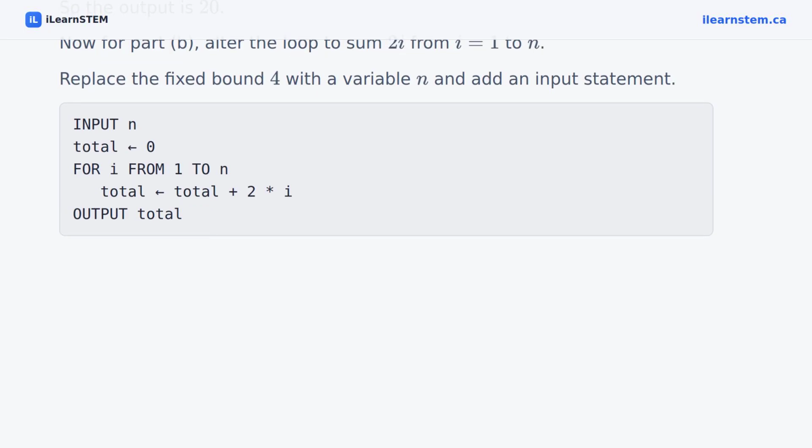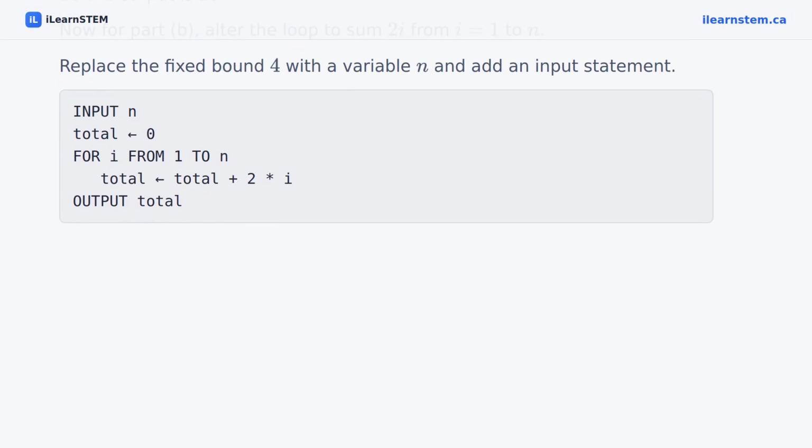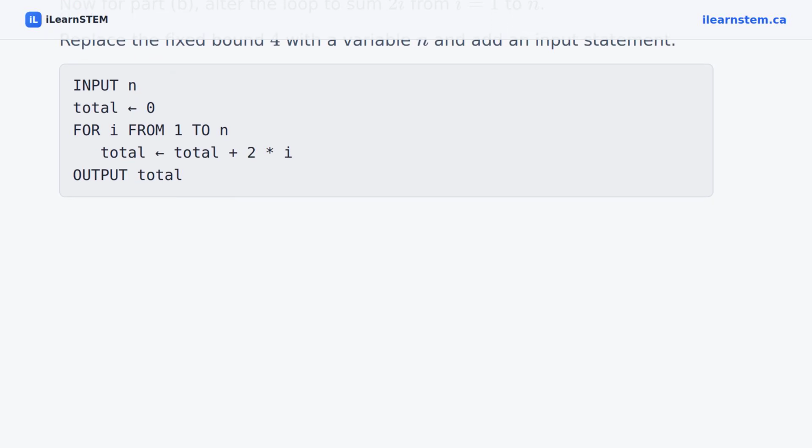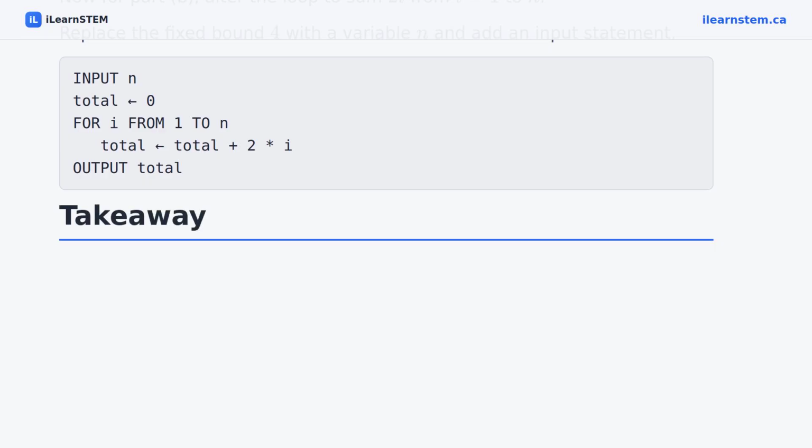It inputs n, initializes total to 0, loops i from 1 to n, adding 2 times i each time, and outputs total. The key idea is that you can generalize a loop by replacing a fixed bound with a variable that is input by the user.